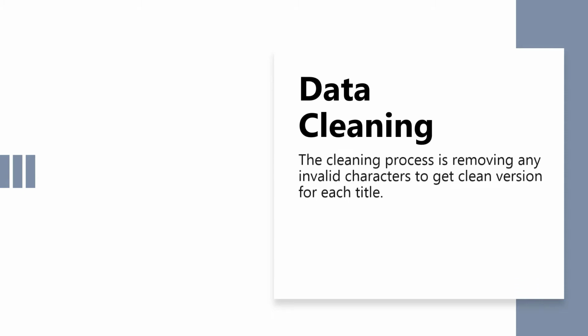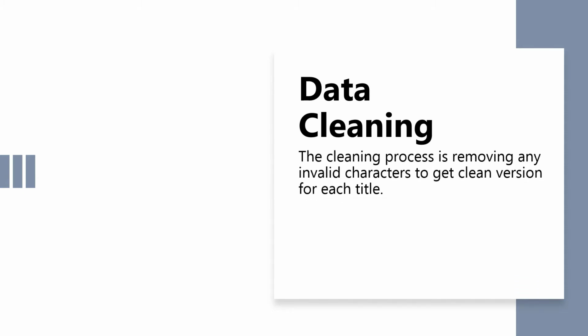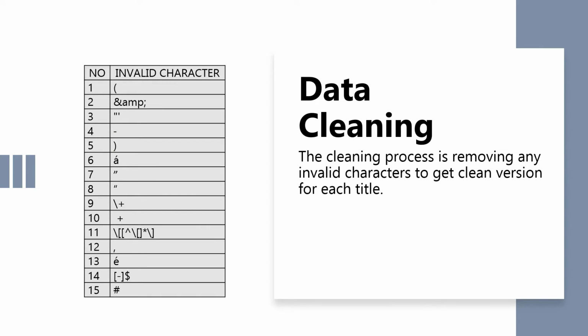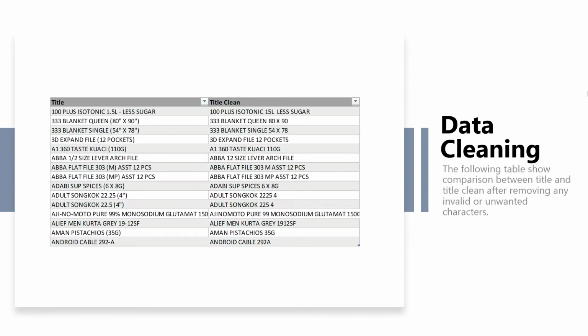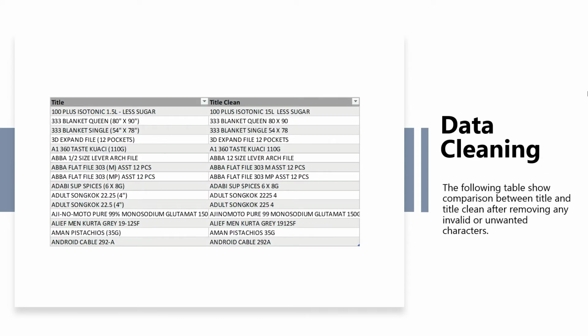The cleaning process is removing any invalid or unwanted characters to get a clean version for each title. The following table shows a comparison between title and title clean after removing any invalid or unwanted characters. The clean result will be useful for the next process to get optimal results in the matching and similarity process. All punctuation in the column title has been removed to get a clean result, which is collected in title clean.